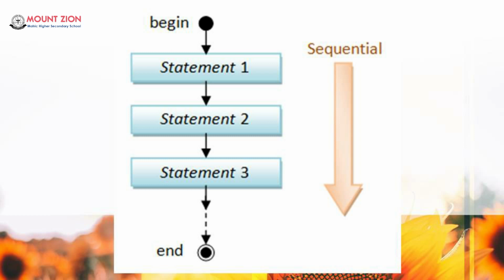A sequence of statements that are executed one after another in the same order as they are written. So whatever we have written in the algorithm, that will be executed one by one. The first statement will be executed, and then the second statement, and then the third statement, and so on. This is called sequential control flow.